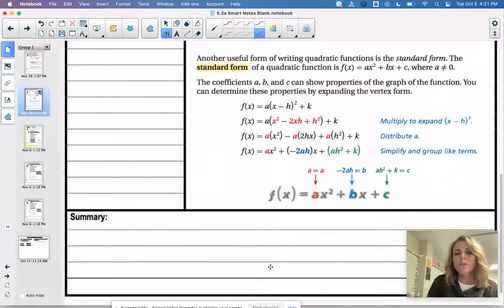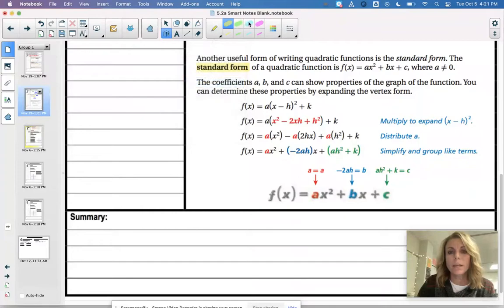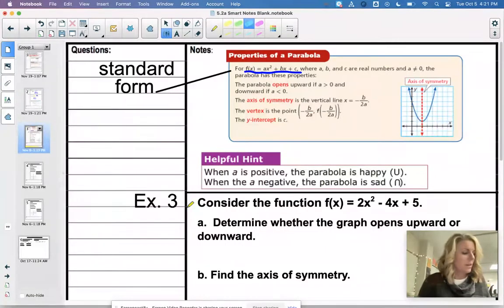Now, another useful form of writing quadratic functions, as we talked about, is standard form. Standard form looks like this right here. a cannot be equal to 0 because otherwise, if a is 0, it won't be a quadratic anymore. It will turn into a linear. And what all this information shows is you can go from vertex form to standard form by expanding this all out. That's what this is showing.